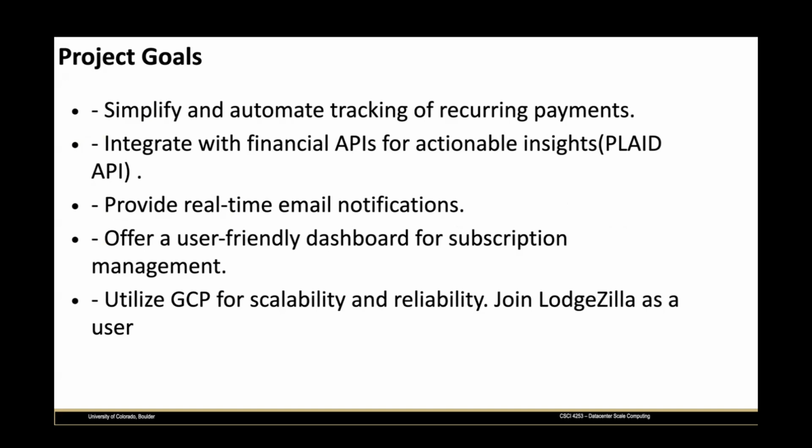An email notification system alerts users of upcoming payments and renewals with built-in error handling for failed deliveries. To ensure scalability and reliability, we have hosted the system on Google Cloud Platform with auto scaling and load balancing enabled.